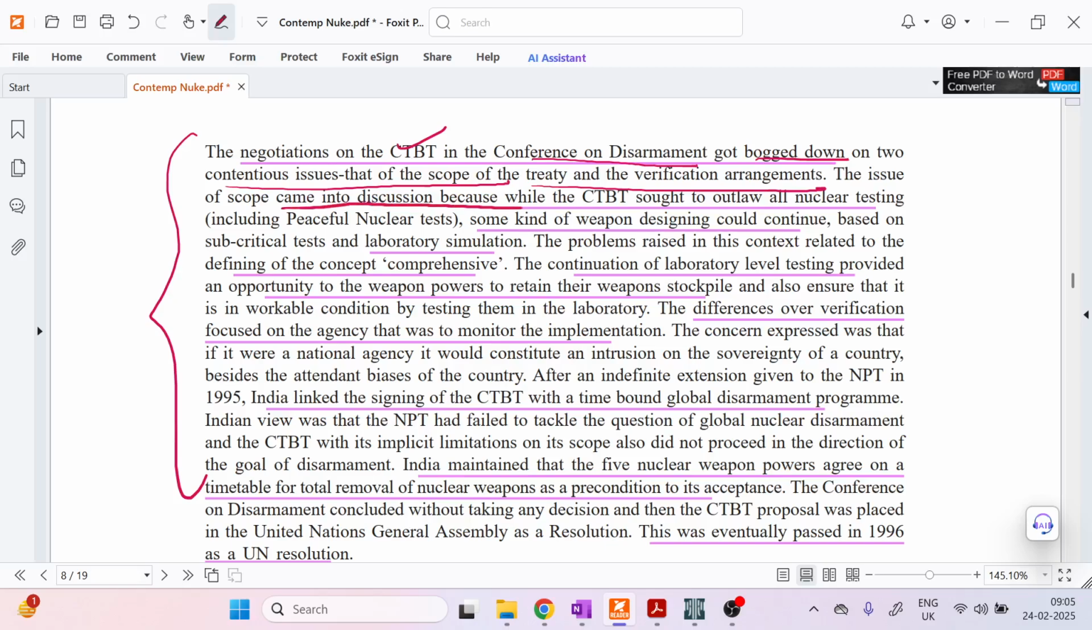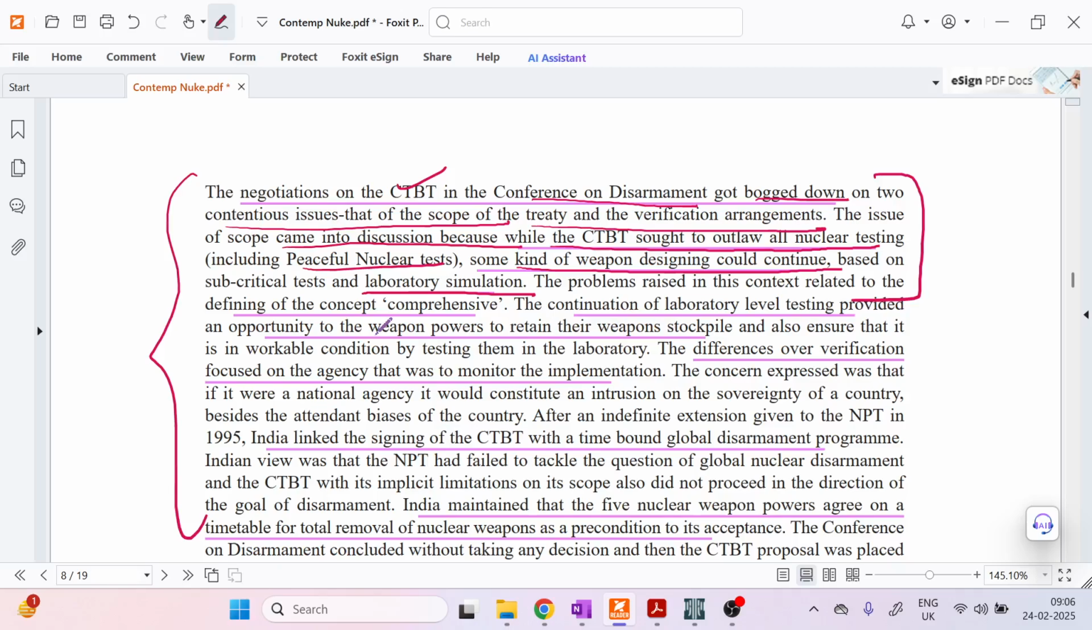The issue of scope came into discussion because, while the CTBT sought to outlaw all nuclear testing, including the peaceful nuclear tests, some kind of weapon designing could continue based on subcritical tests and laboratory simulation. So this was the first objection, that comprehensive was not that comprehensive, and certain discounts were available. Even if the CTBT declared all explosions as harmful and banned them, it provided a leeway for using subcritical tests and laboratory simulation.